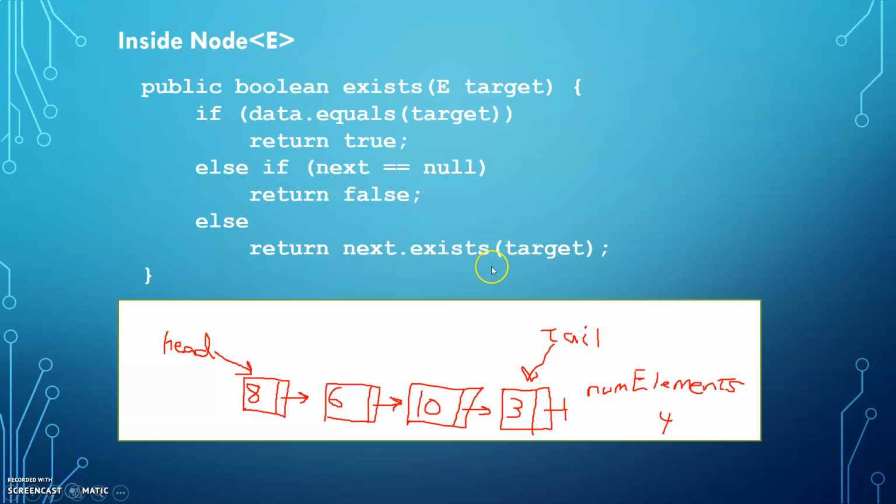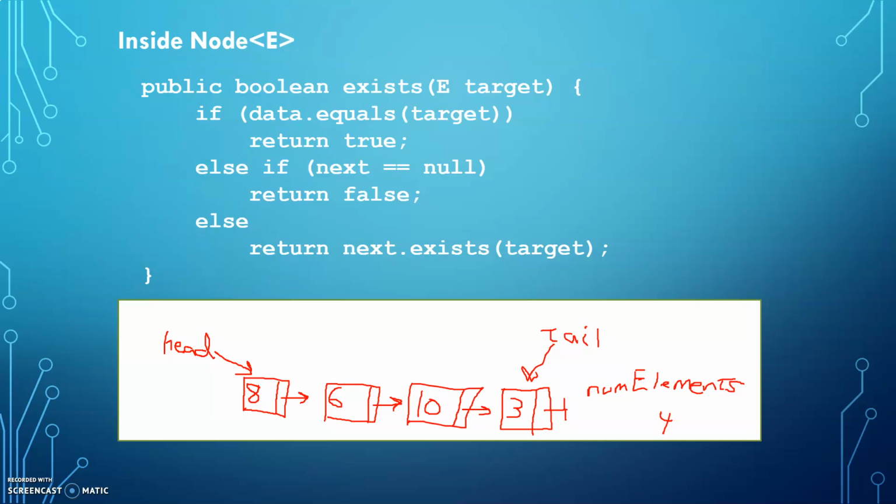And the reason why we're saying it's reducing is that because we're calling it on next, we're dealing with a smaller list. And when this one calls it on next, we're dealing with a smaller list. And since we keep doing next, we eventually get down to the last node, or we fall off, or there is nothing after the node that we're on. So this is a simple way of doing the exists.